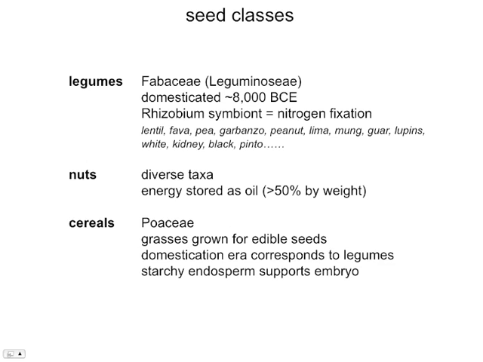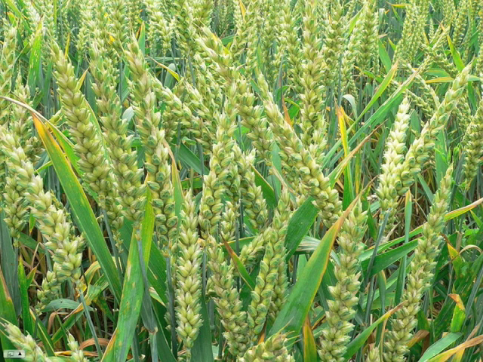But what we're really interested in today are the cereals, the Poaceae, grasses that have been selected for domestication because of the characteristics of their seeds, particularly the fact that the seeds are edible. The era corresponds to that of the legumes, as well as some of the domesticated animals that we talked about last time. Again, for us, the most important aspect of the cereal is going to be that endosperm, the starchy part of the grain that supports the development of the germ. This is just a beautiful picture of wheat.